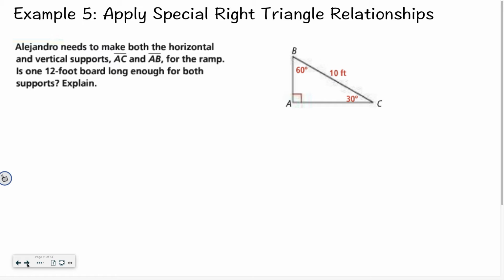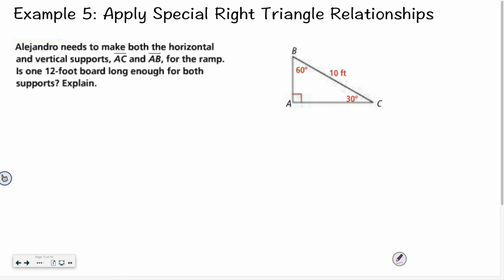Let's look at an example where we're applying this. Alejandro needs to make both the horizontal and vertical supports, so segments AC and AB, for the ramp. Is one 12-foot board long enough for both supports? Explain. So these two distances added together, is that less than 12? Because if I only have a 12-foot board, I can't have two sides that add up to more than 12. So let's see if that one board is long enough.